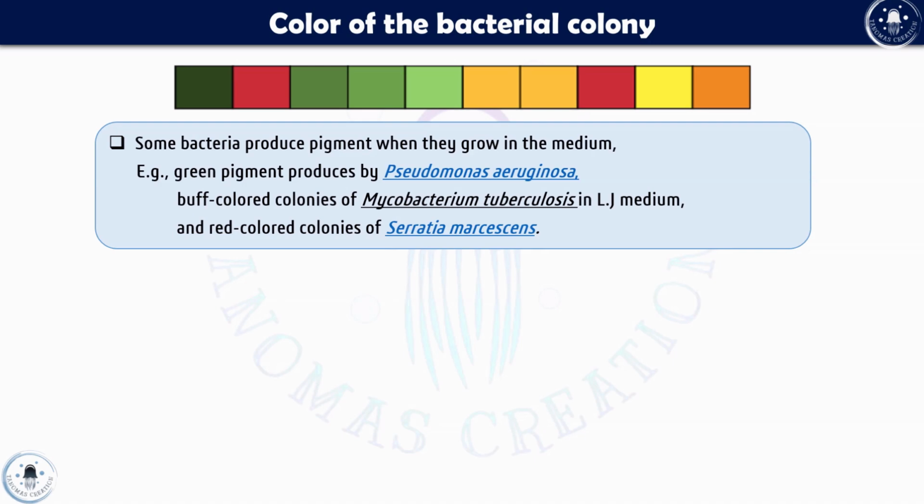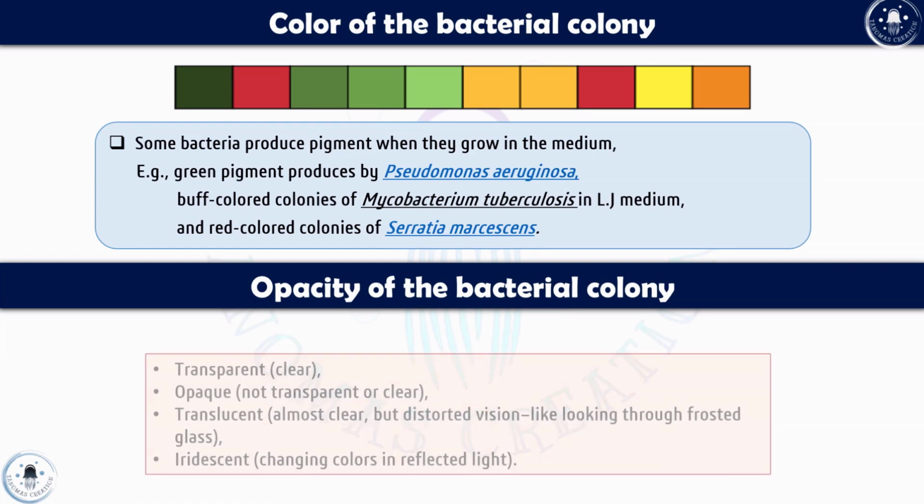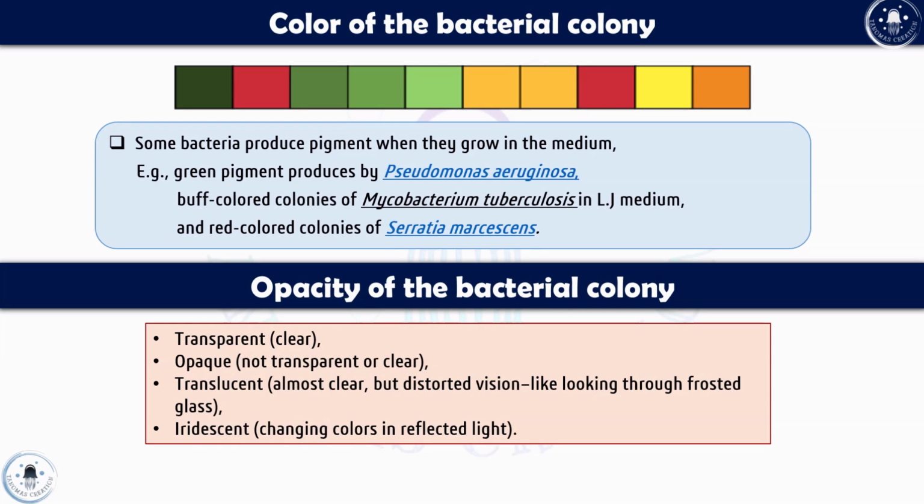So these are the types of colonies which can be differentiated just by looking over the agar plate. This is the differentiation based on color. There is another characteristic in the color section, that is opacity. Now opacity is of four types basically. The first one is transparent, the colony may be transparent or clear. Second is opaque, that is not transparent or clear. Third is translucent, almost clear but distorted vision like through a frosted glass. And the fourth one is iridescent, that is it changes color in the reflected light. So these are the types of opacity that a colony can have.